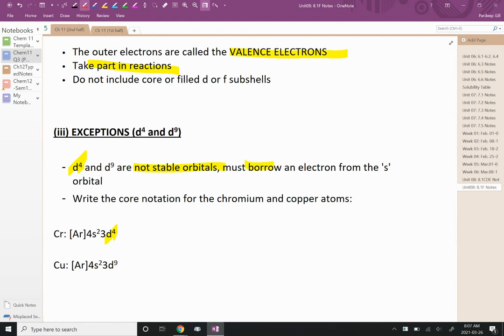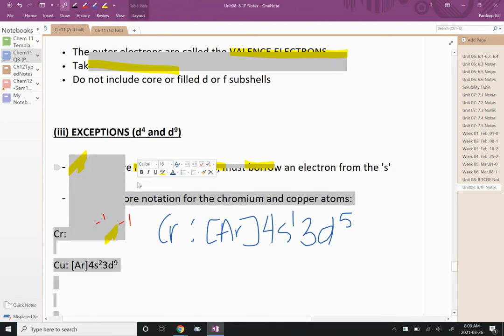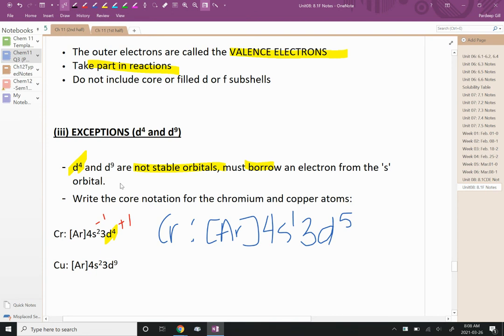So what we're going to do is we're going to take an electron away from here and add it to the d5. So we're going to take an electron away from the s. So what we're left with is argon 4s1 3d5. And that's the configuration for chromium. Okay, so d5 and d10 are stable. So even if we can get a half-filled d shell, that's more stable than a d1, 2, 3, or 4.